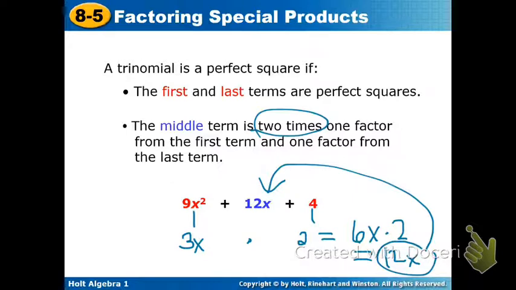So I'm going to come over here. I know that's my A and I know that's my B. So I'm going to factor that into 3x, my middle term is plus, my B is 2, and I square it. And that's my factored form. Okay, so that is right here. If you look up here, that's how we get it back. That's the connection.